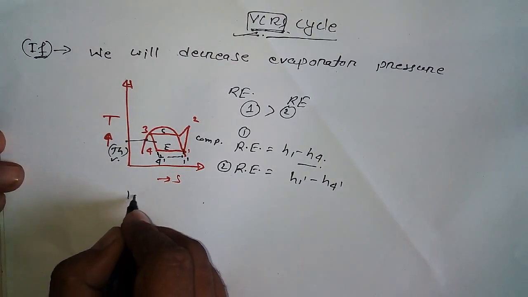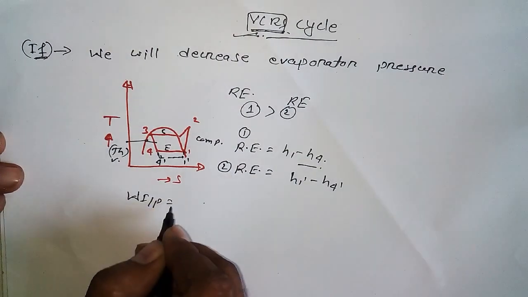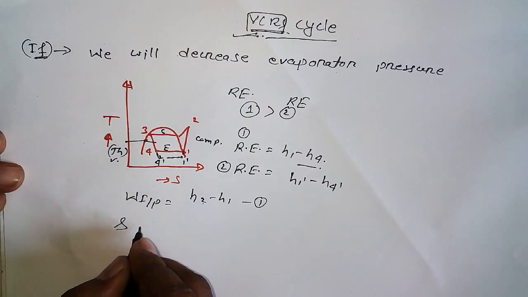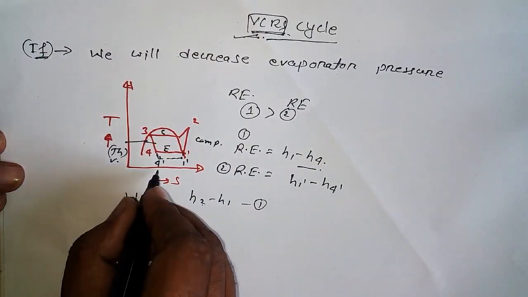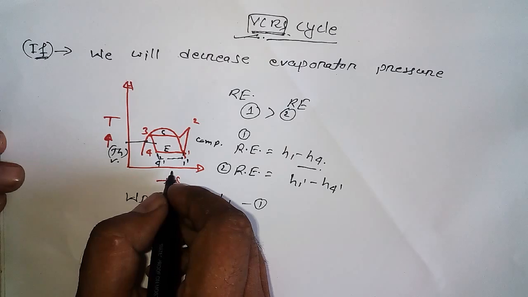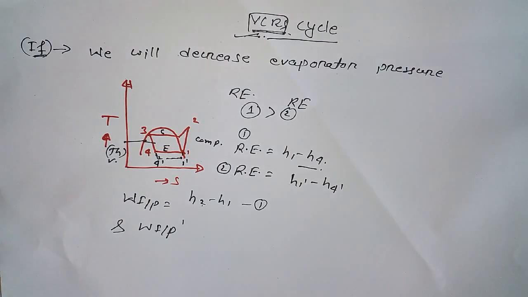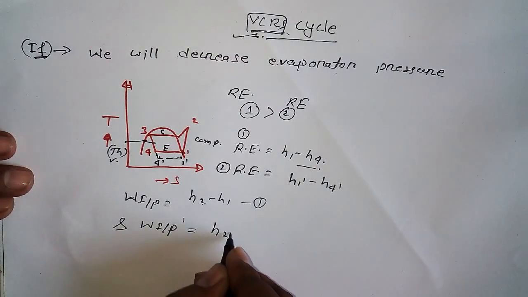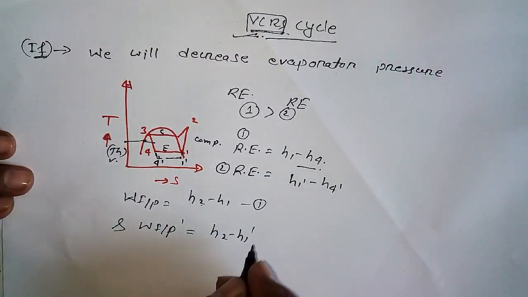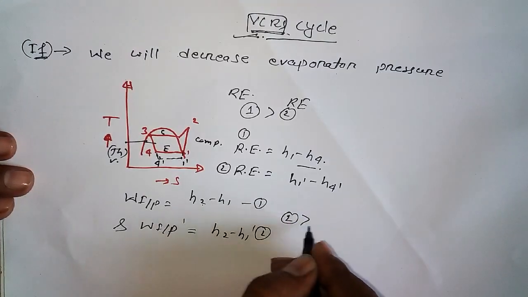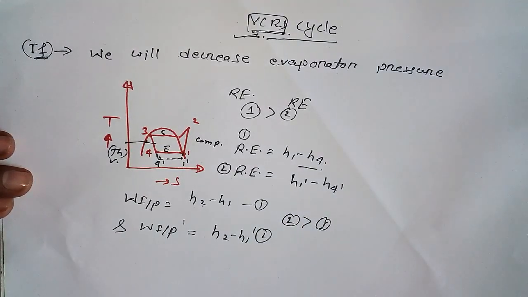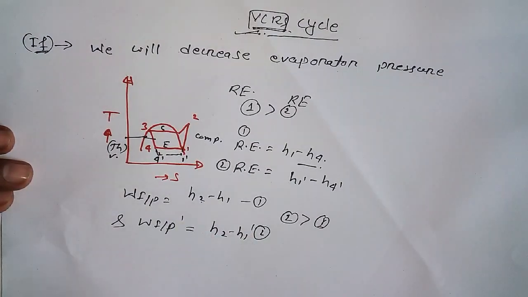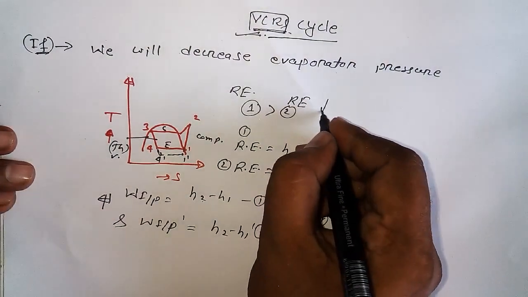Now let's see work input. Work input is H2 minus H1 for case 1, and if I decrease evaporator pressure, then work input would be H2 minus H1 dash. So 2 will be greater than 1. As simple as that. So refrigerant effect will decrease, work input will increase. This will increase and this will decrease.